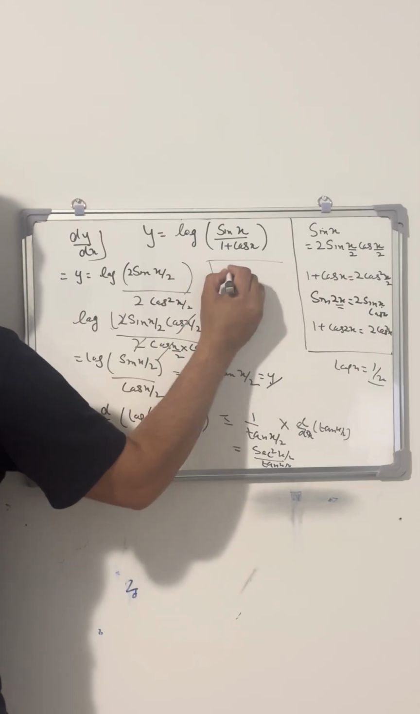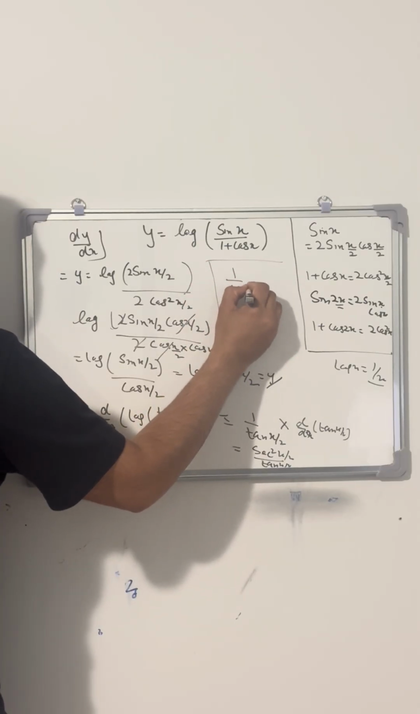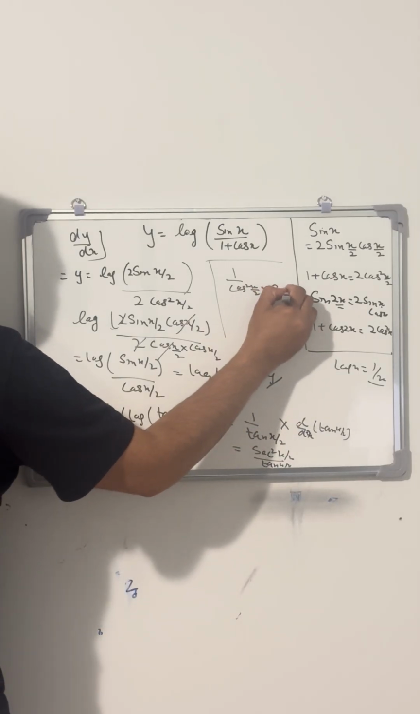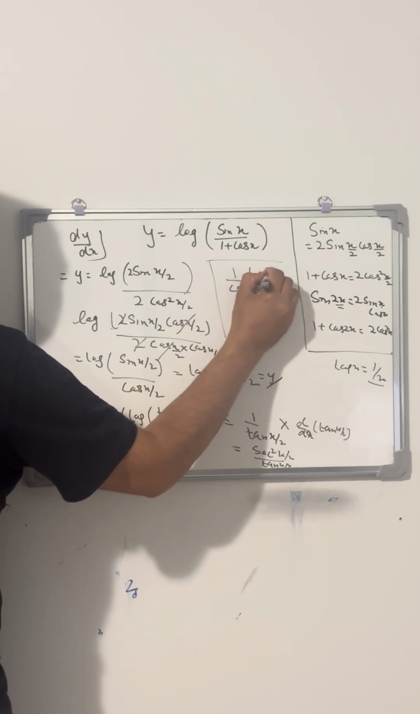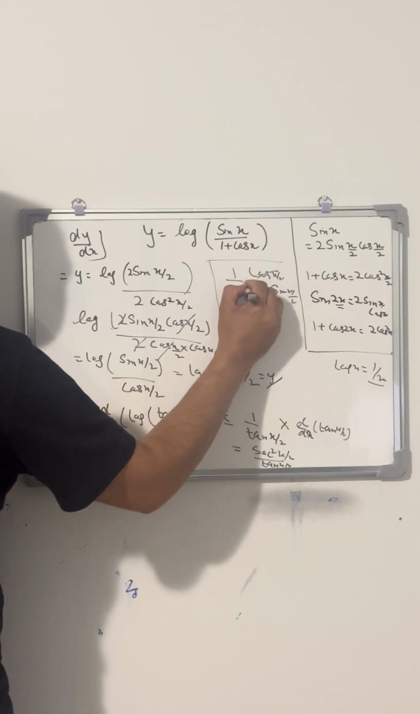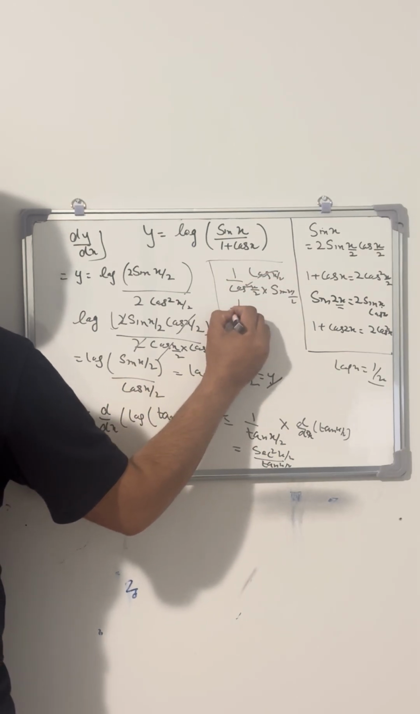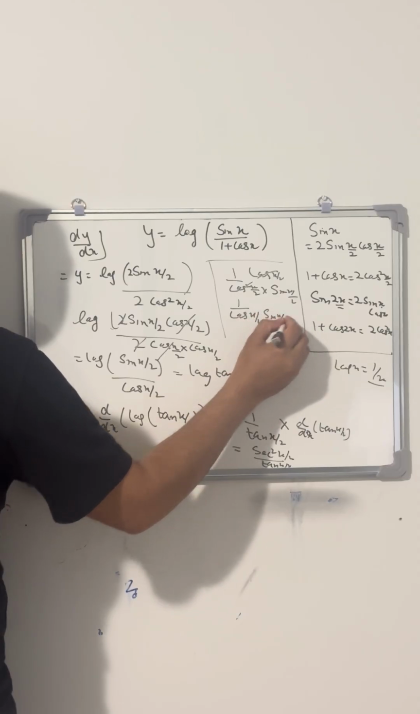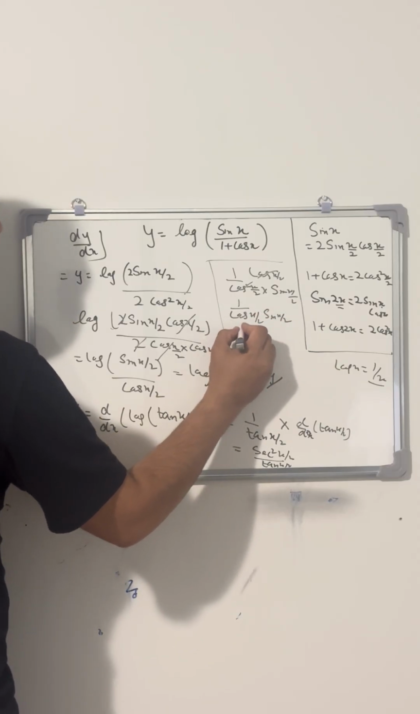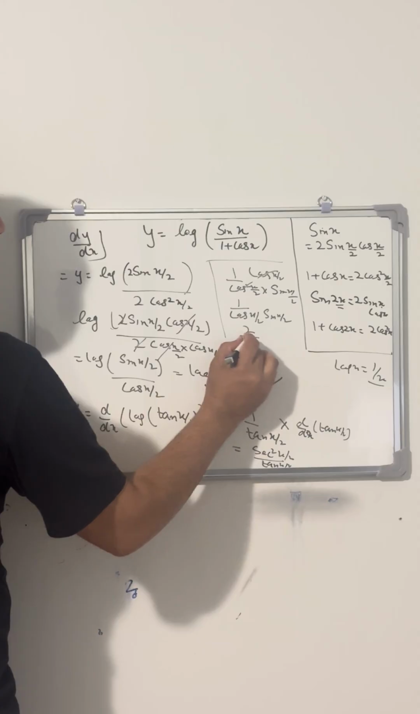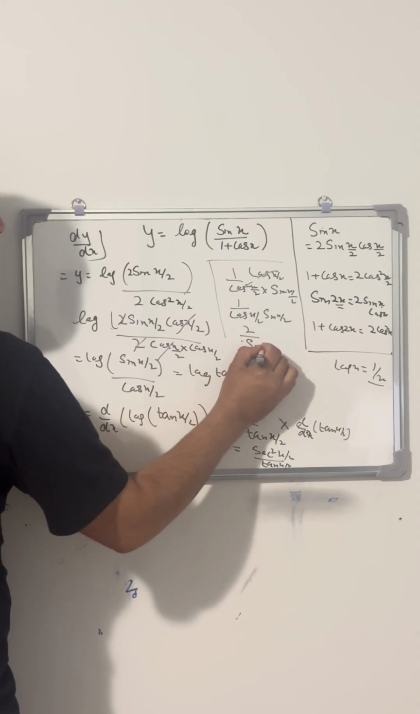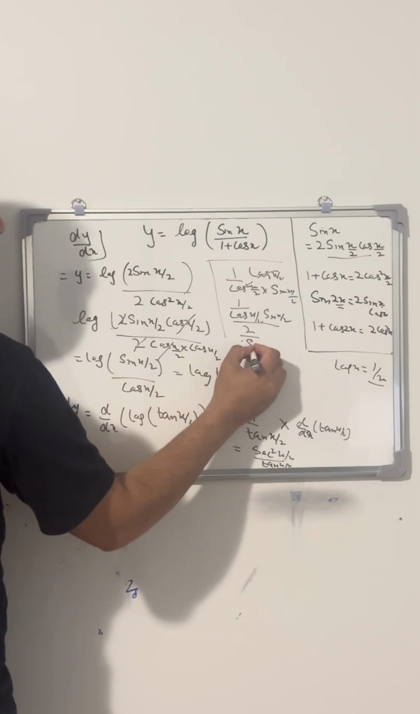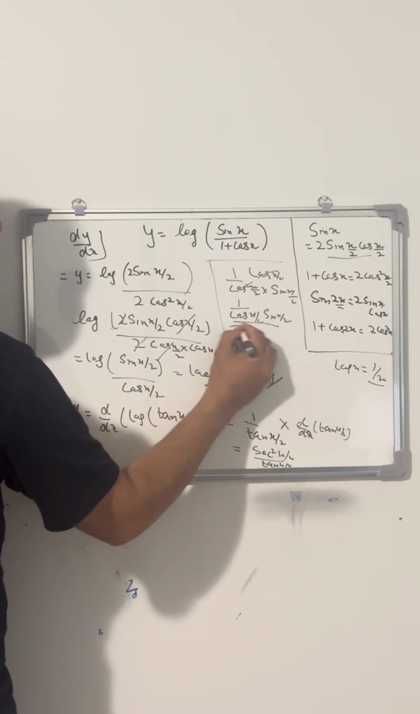Sec square x is 1 over cos square x, and tan x is sin x by 2 over cos x by 2. So this cancels, and this becomes 1 over cos x by 2 sin x by 2. So we can write it like 2 over sin x, because 2 cos x by 2 sin x by 2 will become sin x. So this is the answer.